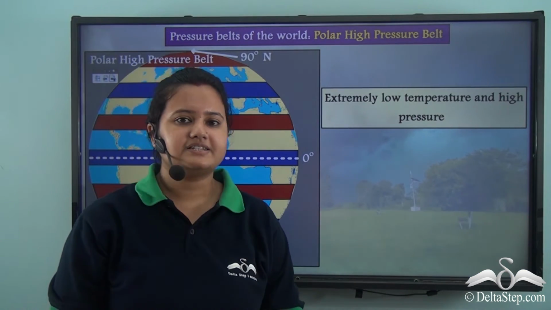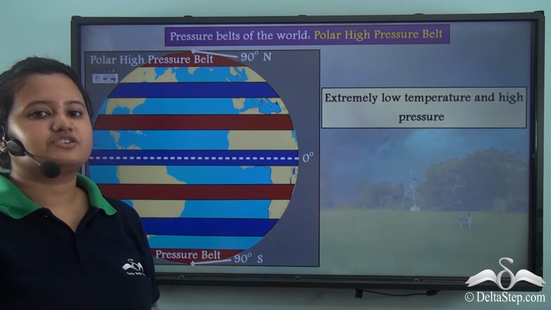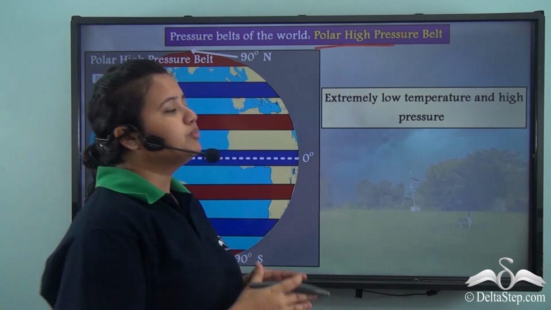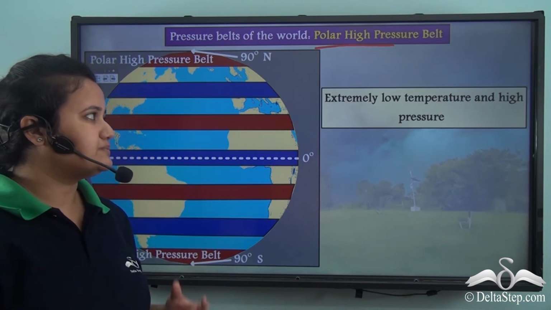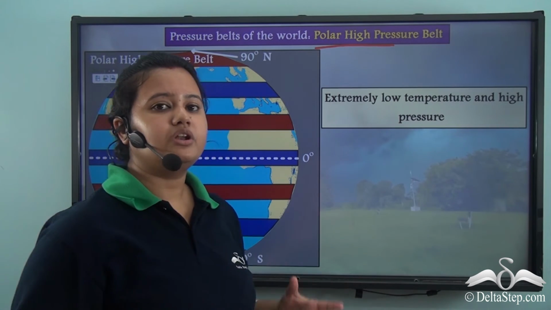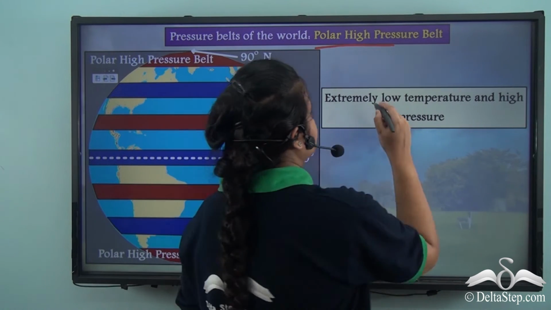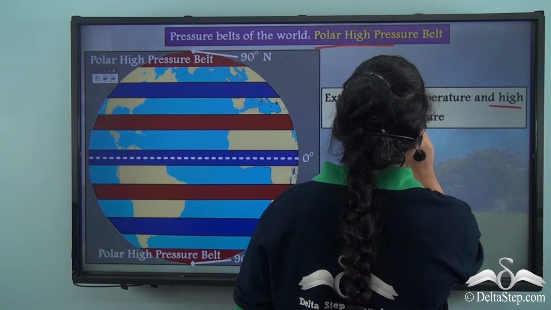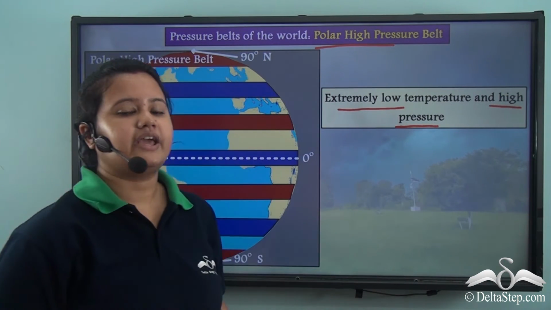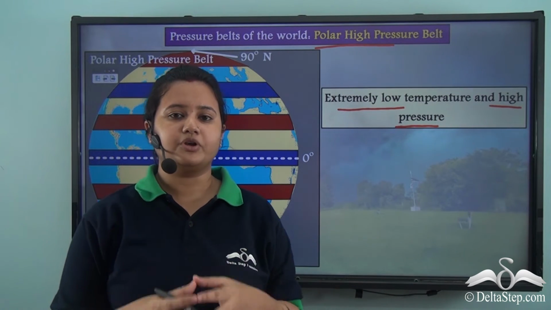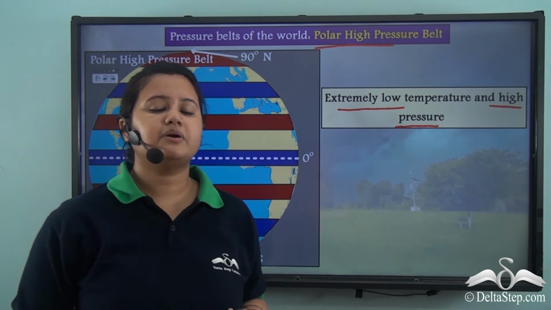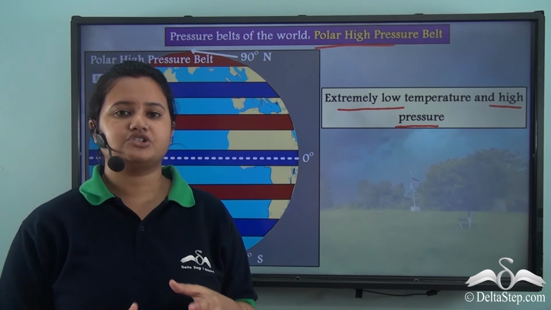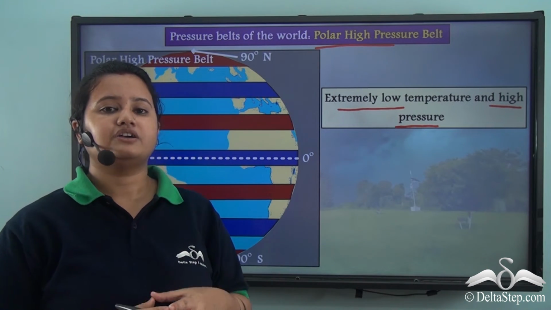So, now let us discuss the important characteristics of the polar high pressure belt. The polar region experiences extremely low temperature and high pressure. This region experiences low temperature because it receives minimum sun rays, and due to the very low temperature, a high pressure zone prevails in this region.